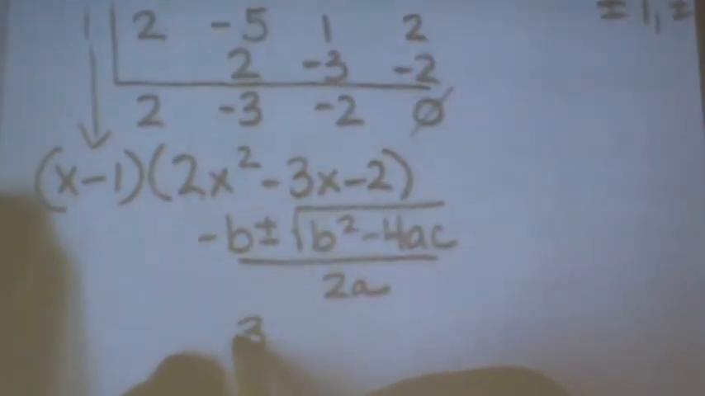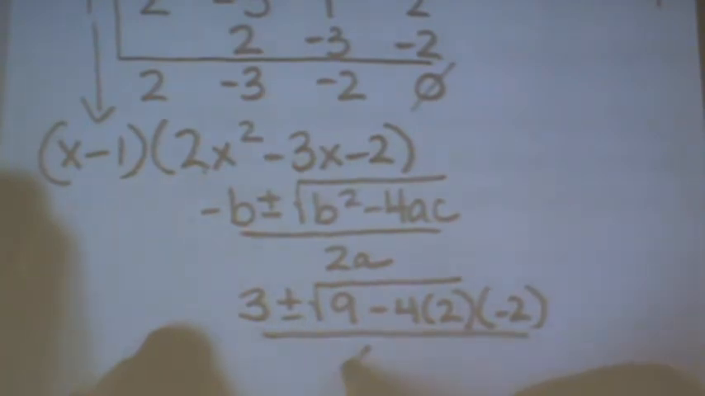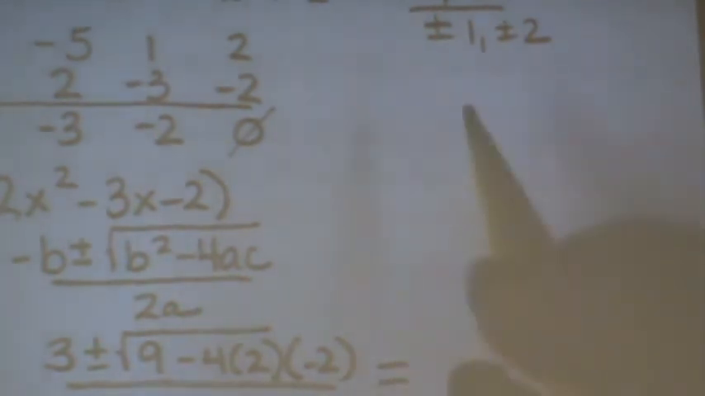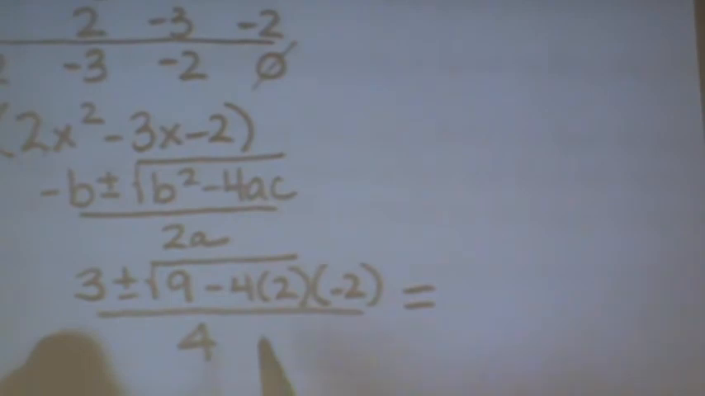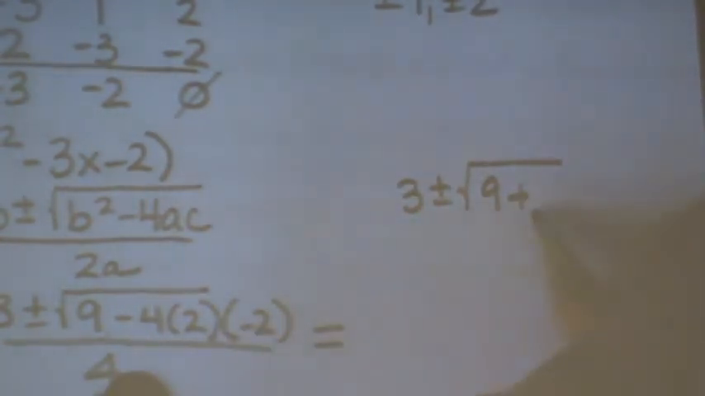So we have 3 plus or minus the square root of 9 minus 4 times 2 times -2, all over 2 times 2, which is 4. So let's simplify this. You get, and this may have been factorable, by the way. You could have checked this out, but let's continue going. We have 3 plus or minus the square root. We've got 9, we're going to have 9 plus 16.